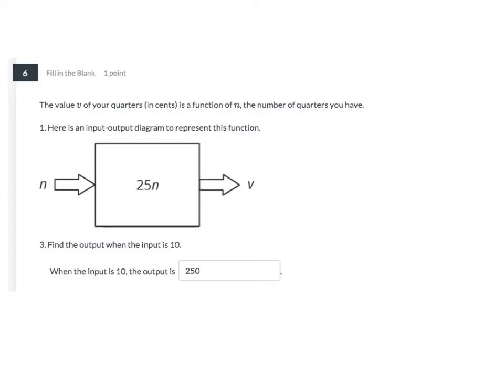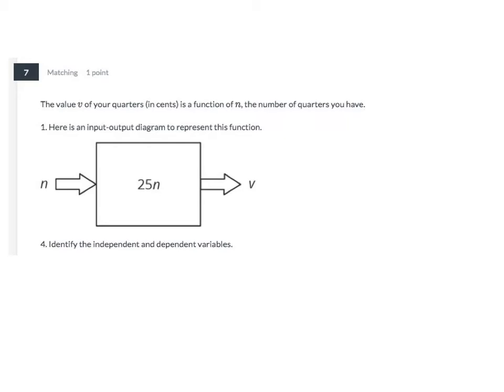All right, number 6. Again, we're dealing with the input-output diagram about V equals 25n. It says find the output, so pretty much find the end result, if our input is 10. So 10 is going to be here. We put it into our rule. Our rule is 25 times n, which is 25 times 10, and that is 250. So we're using the input-output diagram to understand how we can put things in and get our answers back.